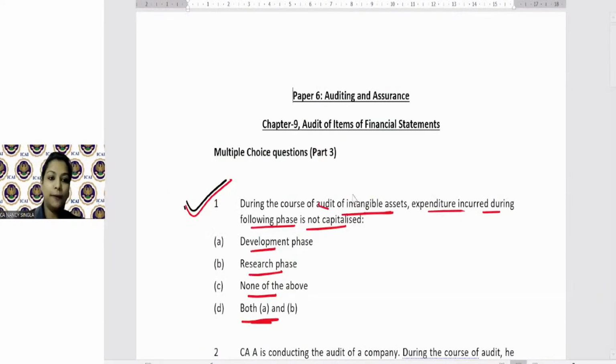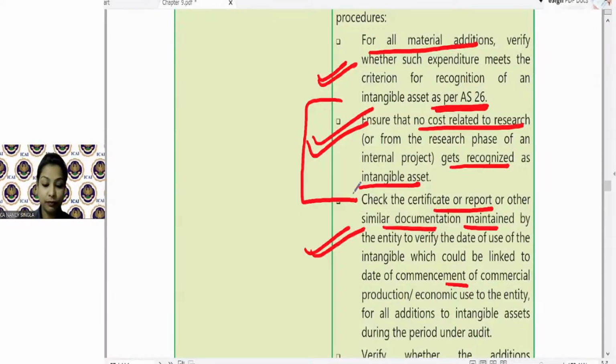So the answer is what? Research phase, हाँ ना? Because if you remember, I told you at that time that at the research phase, the company is incurring the expenditure for the research and the entity as such cannot demonstrate that intangible asset exists from which benefits are probable to come. हाँ ना? So here it is just the research phase which will be charged to what? P&L. Okay? So it is mentioned here, ensure that no cost related to research phase gets recognized as intangible asset.